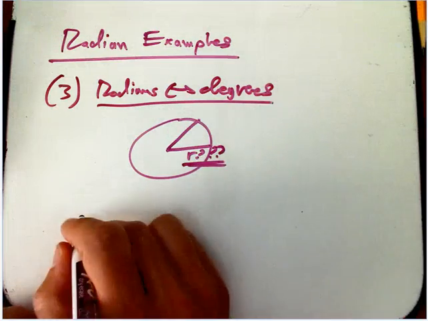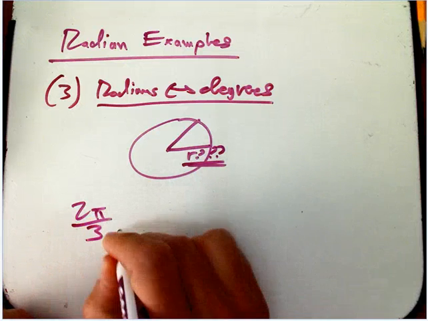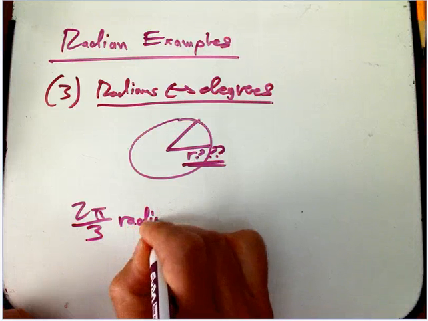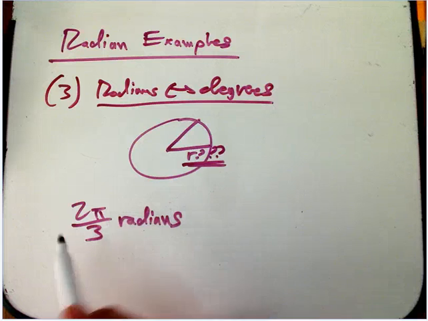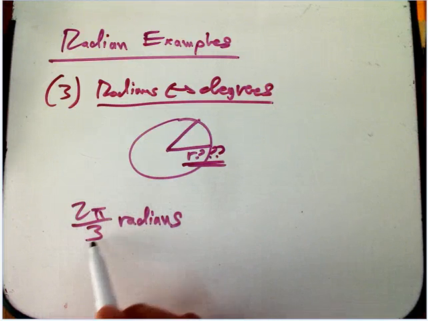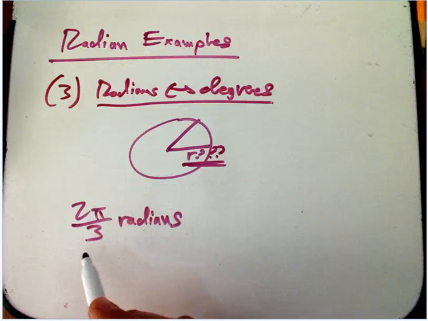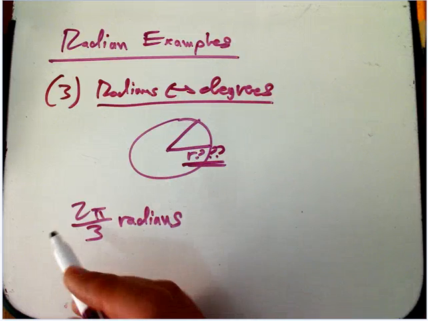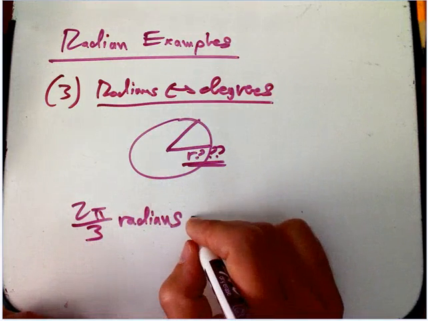So let's say I've got, let me do two with slightly different flavor. 2 pi over 3 radians. It's written with a pi in it. That doesn't mean it's a special kind of number. It just means that it happens to be a very simple multiple of pi. It's likely to be something that's simple in terms of revolutions and in terms of degrees. Okay, so 2 pi over 3 radians.